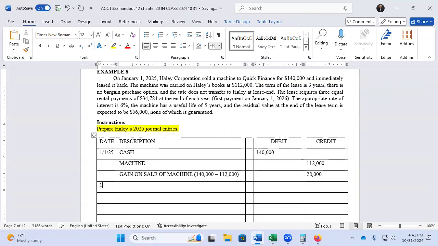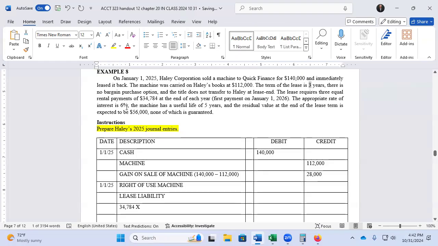Okay, then they have to record the lease. So this is also on 1/1/25. And they're going to have a right of use for the machine, and they'll have a lease liability. And so we have to calculate it. We have 34,784. And it says the lease term is 3 years, and the appropriate rate of interest is 6%.